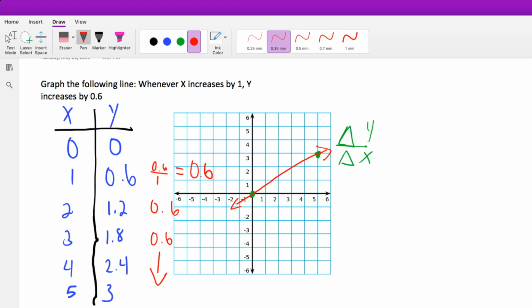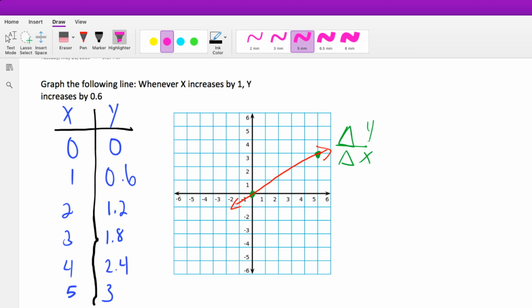Our y's and our x's are related to each other in a way that we get the same value every single time that we plug them into our formula. And that's simply all that a proportional relationship means. And now we know how to represent one by a graph. Very simple. We pick points. We do whatever the instructions tell us. In this case, the instructions told us that whenever x increased by 1, y is going to increase by 0.6. So that's what we did here. 1 gives us 0.6, 2 gives us 1.2, and so forth.